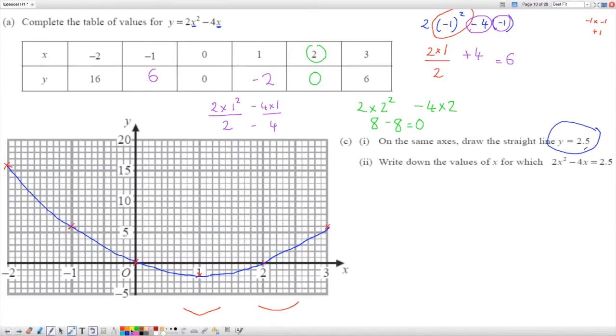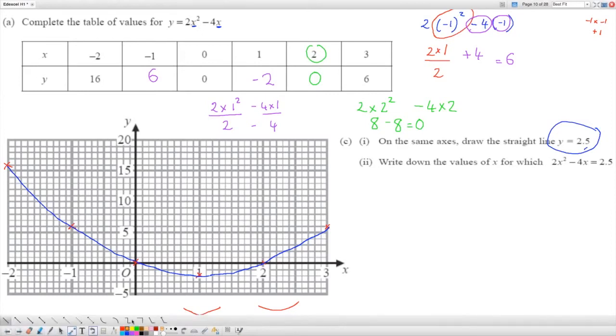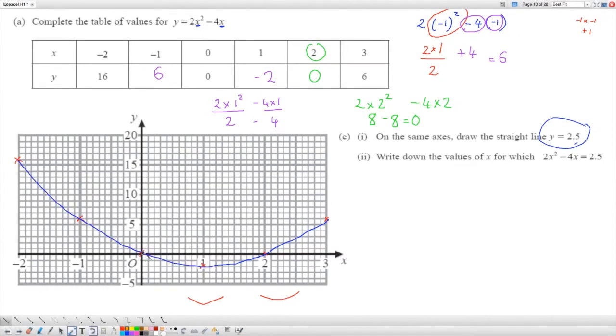So taking your ruler, you're going to draw a straight horizontal line at 2.5. 2.5 is this point here. Our line going across, it's going to go through here.